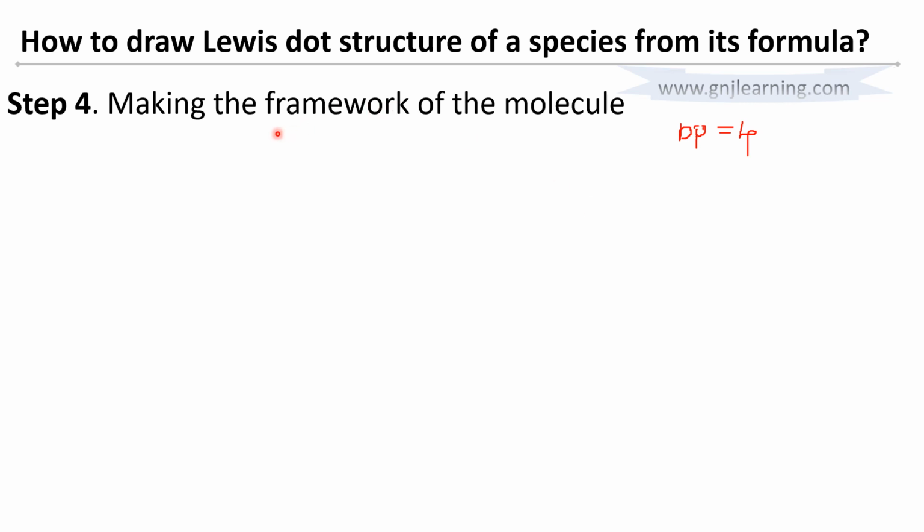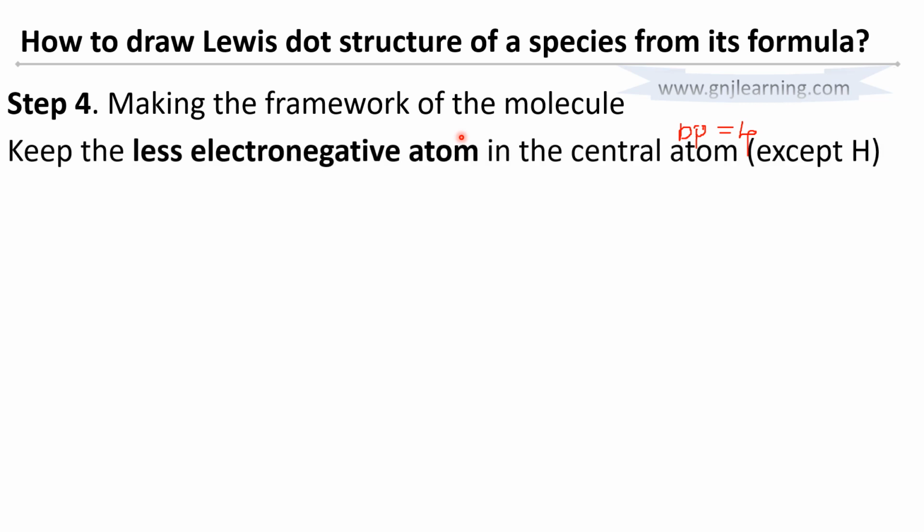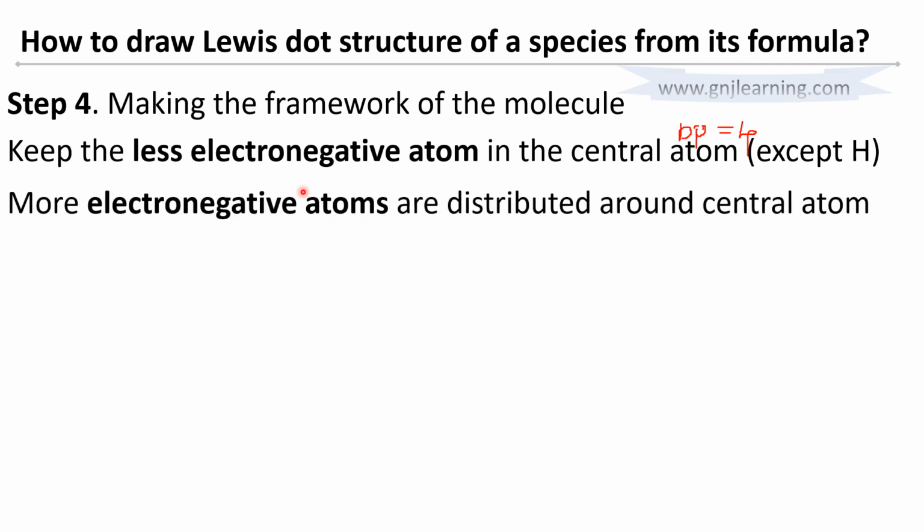Okay, now I am going to make the framework of the molecule. This is crucial, and we should know at least something about the structure of the molecule. You will acquire this knowledge as we work out the Lewis dot structures of various molecules. One thing you can remember is that whenever you draw a structure, the central atom must be the less electronegative, electropositive atom. There is an exception, which we will see later. The central atom must be the less electronegative atom, and the more electronegative atoms are distributed around it.